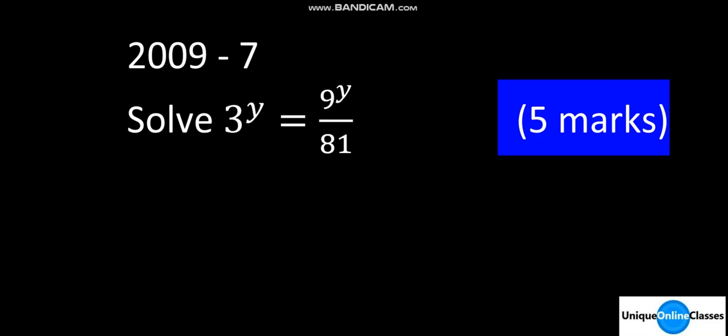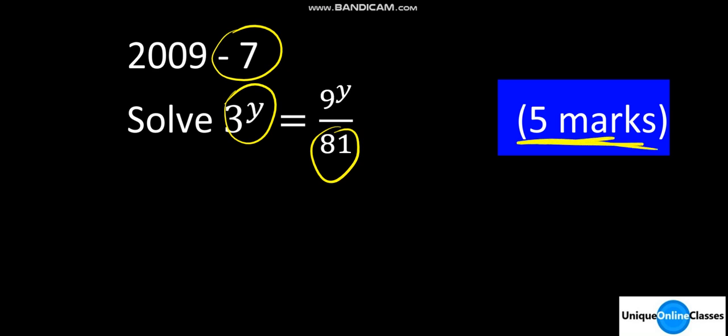In 2009 there was also another question. It asks us to solve for y, that is 3 to the power y is equal to 9 to the power y over 81. We should find the value of y. In 2009 it was question number 7 and it was awarded 5 marks. So I'm leaving this one for you.